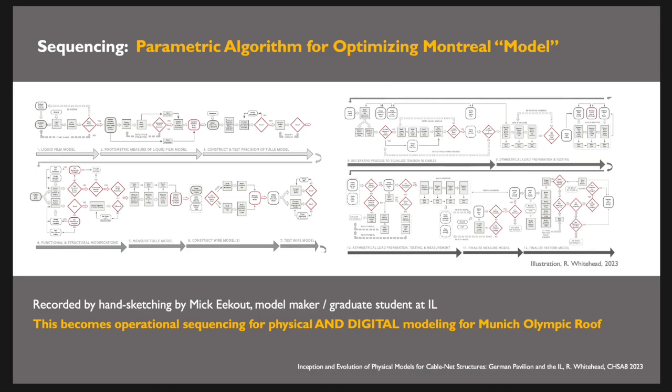The reason I bring this up is because this is a super important way of thinking about how we make sense of all the models that we just saw. It wasn't just about making models visually. It wasn't just simply about how we could measure them or how accurately we can measure them. This became then an actual algorithm for decision making and optimization for the models that turned into both a physical and digital modeling process for the Olympic roof in Munich. These basics were established by Mick Eekhout and the rest of the model making team during the Montreal process.